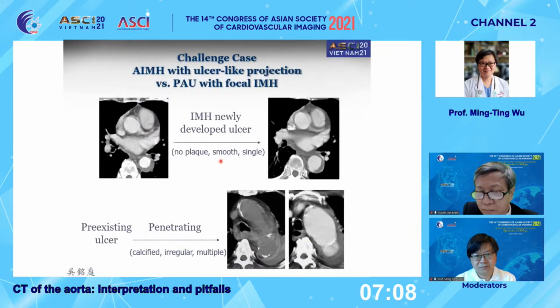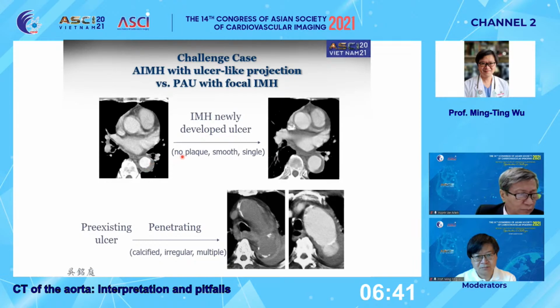So now, we meet a challenge. This case has IMH and the ulcer-like projection. This case has a PAU with pseudoaneurysm. Why do we call them two different types?